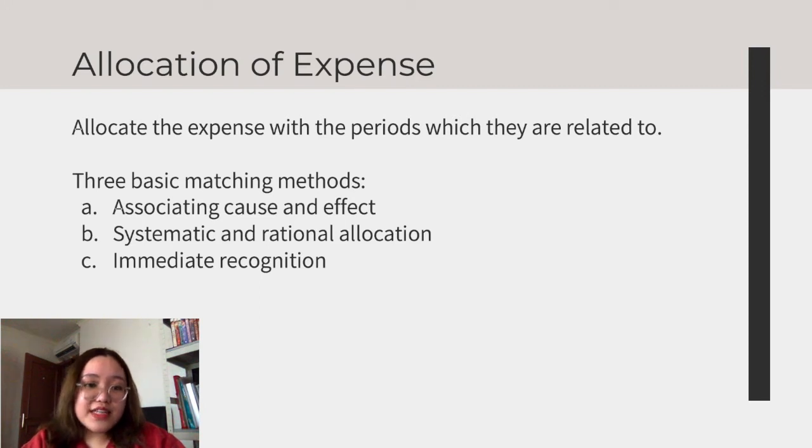The last but not least is the method of immediate recognition. This method is used when there are no particular links between the expense and the revenue produced by the expense and the future economic benefit cannot be determined. For example, advertising expense.